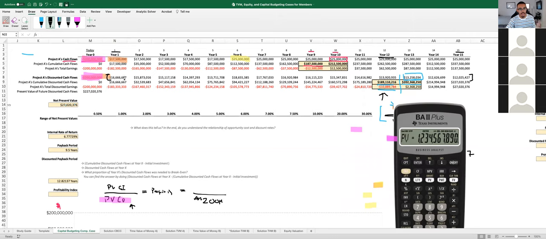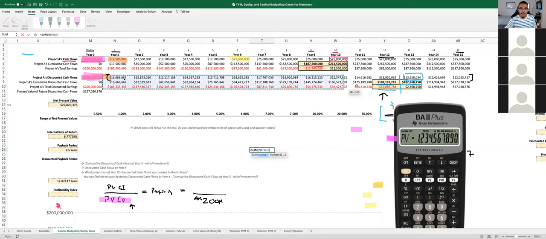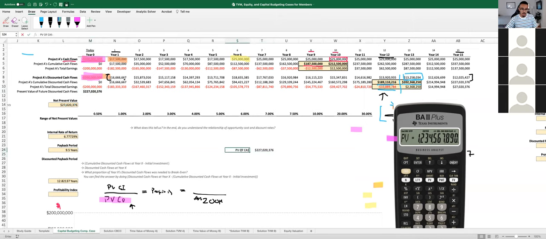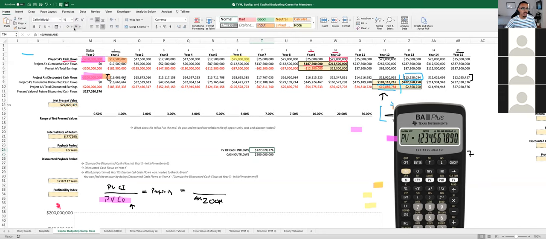Now, obviously, I'm not going to ask you to do that right now because that's a big number. But what I will do is show them up on the screen and ask you to solve it for me. So this is the present value of all of our cash inflows, and this is cash outflows, which is negative. Now I'm going to ask you to tell me, what is our profitability index in this case?